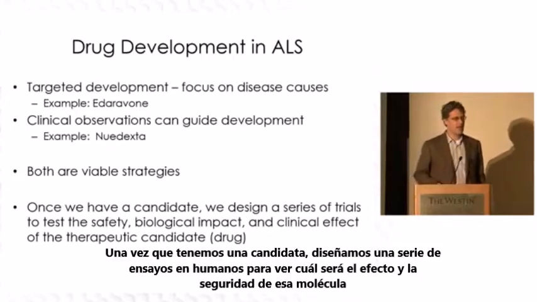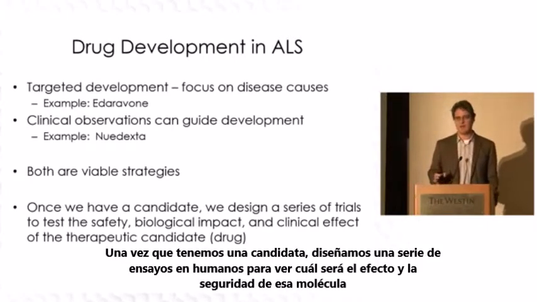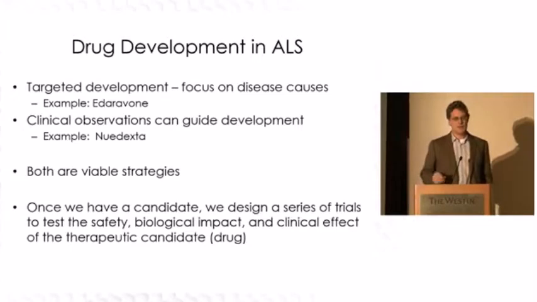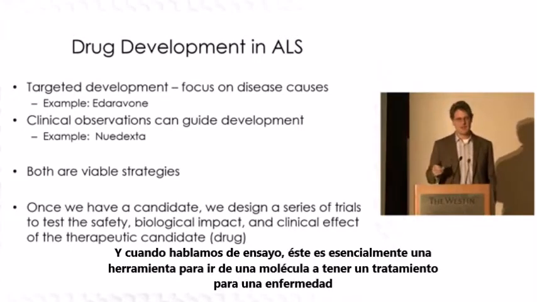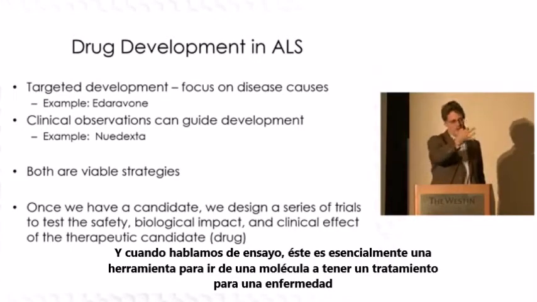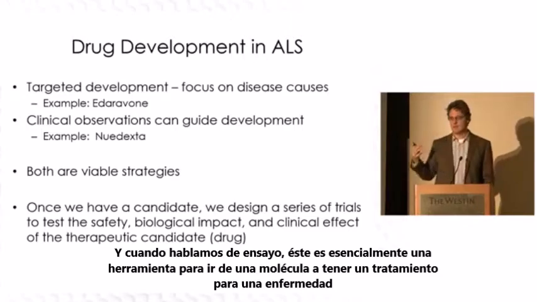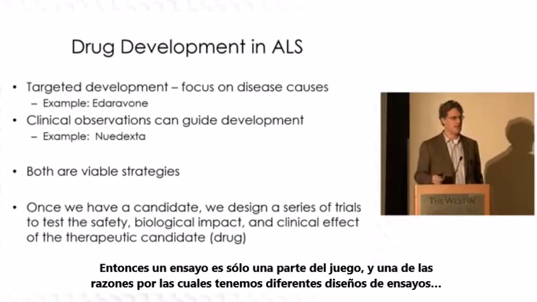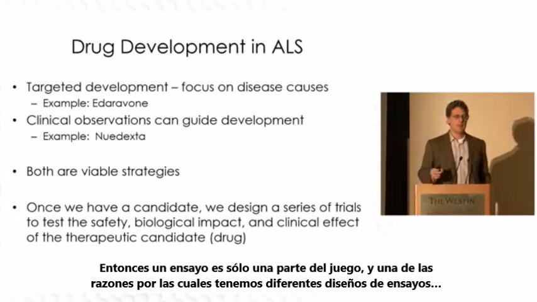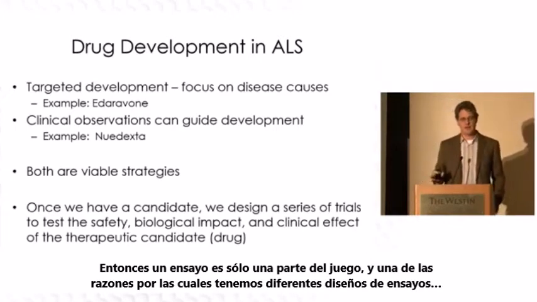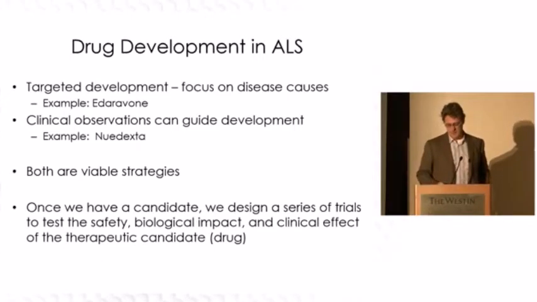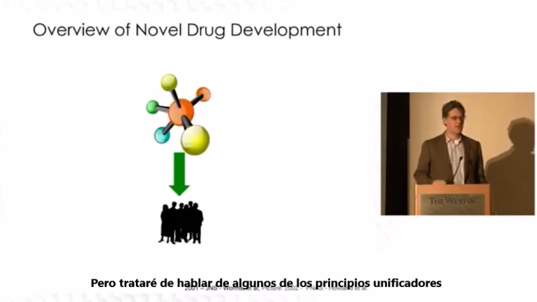Once we have a candidate, we design a series of trials in humans to see what the effect and safety of that molecule will be. When we talk about trials, a trial is essentially a tool to get from having some molecule to having a treatment for a disease. Trials are not in and of themselves the end game. Part of the reason we have different designs of trials is that every drug development program has slightly different needs, but I'll try to talk about some of the unifying principles.